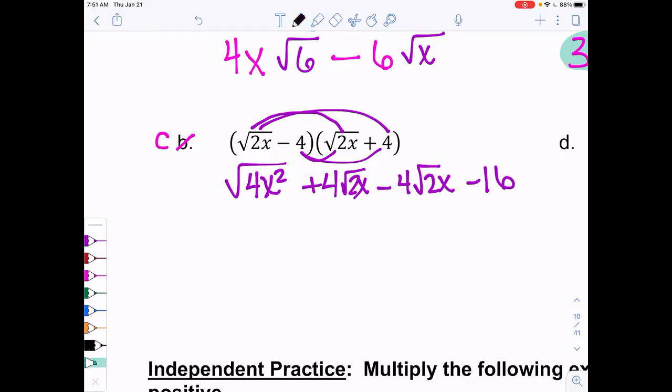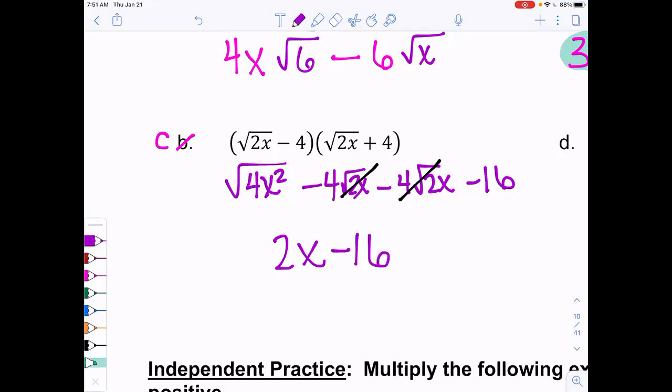So notice that the middle terms here, we have a 4 root 2x and a -4 root 2x. They cancel. Lacey, what does the square root of 4x squared become? Yeah, that just becomes 2x. So 2x minus 16. So just looking at this problem, we took the square root of 2x times the square root of 2x. That radical is the same. When I multiply the same radical together, I just end up with the 2x.